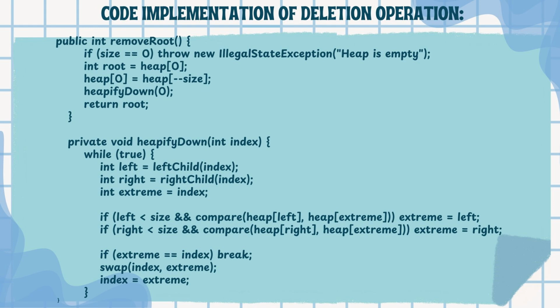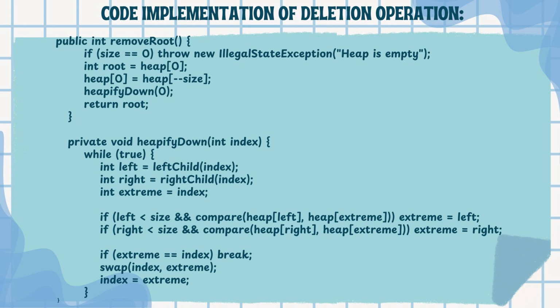The minus-minus size decreases the size first and removes the last element. Heap[0] = heap[size] moves the last element to the root position. The last element is not deleted, but it will be overridden in the next insertion.